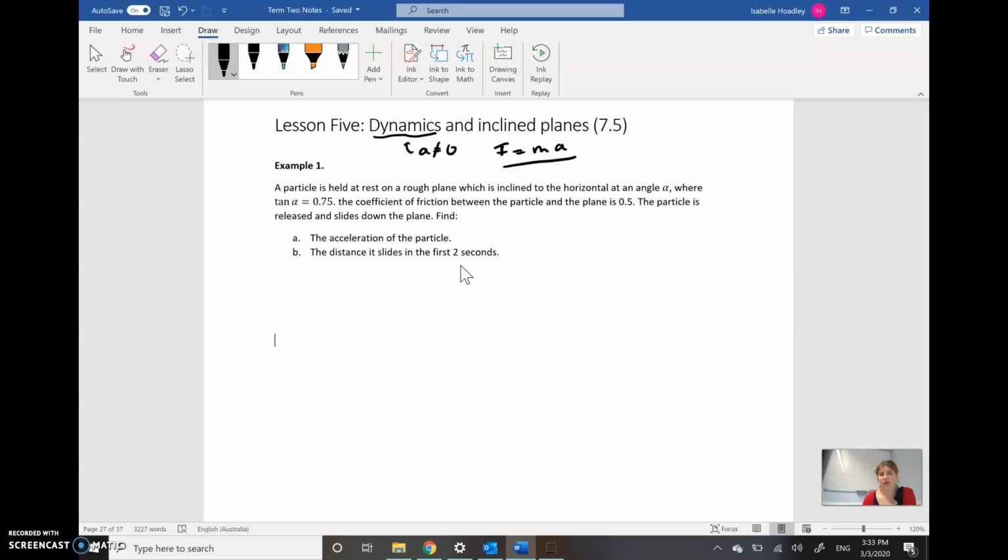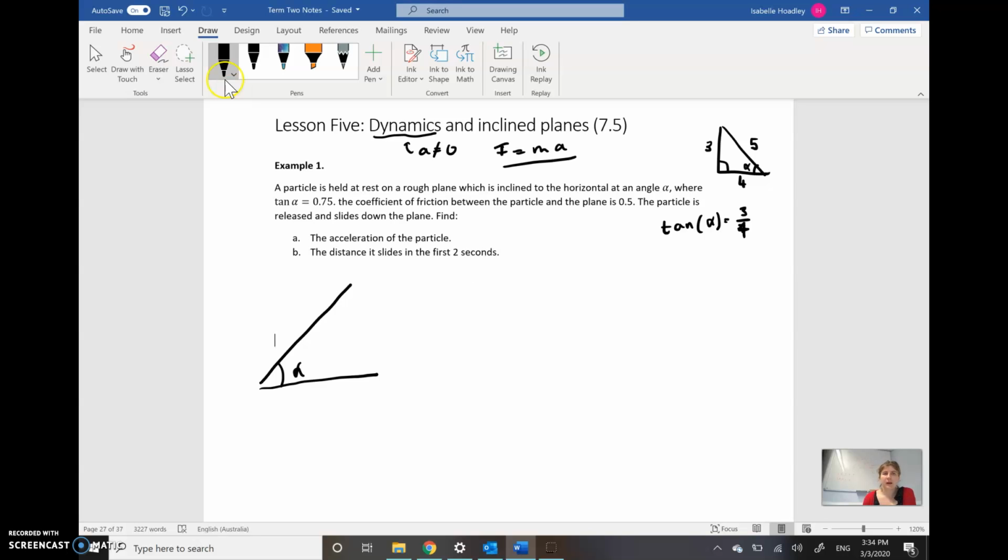We're going to be using quite a bit of force equals mass times acceleration to resolve some of these systems. The first thing is we're told that a particle is held on a rough plane, which is inclined to the horizontal at an angle of alpha. There's my horizontal, and I'm told that tan alpha equals 0.75, which is 3/4. I'm going to draw my little right angle triangle up the top, and you should do this every time. Tan alpha equals 3/4. There's alpha, opposite 3, adjacent 4, hypotenuse 5. Easy 3, 4, 5 triangle.